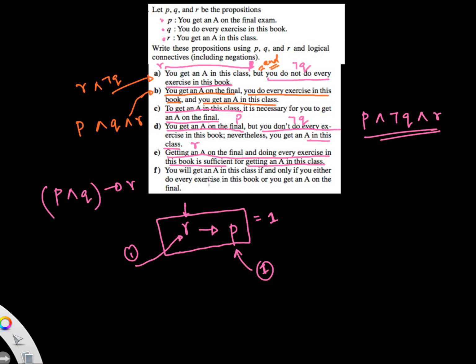And finally, part F here is you will get an A in this class if and only if you either do every exercise in this book or you get an A on the final. So again, when I see the words if and only if, it implies the bidirectional operator. You will get an A in this class, which is R, bidirectional operator with either you do every exercise in this book, which is Q, or you get an A on the final, which is P.